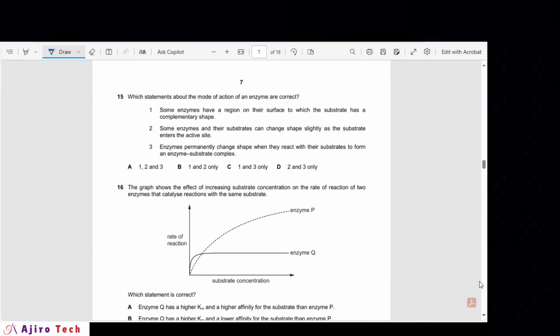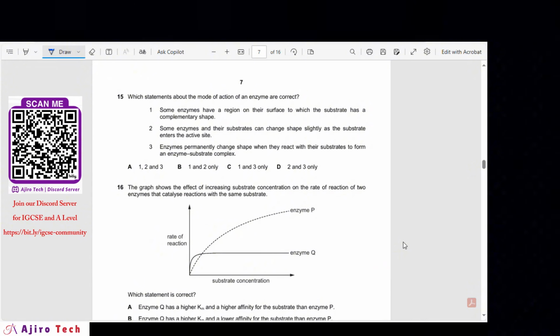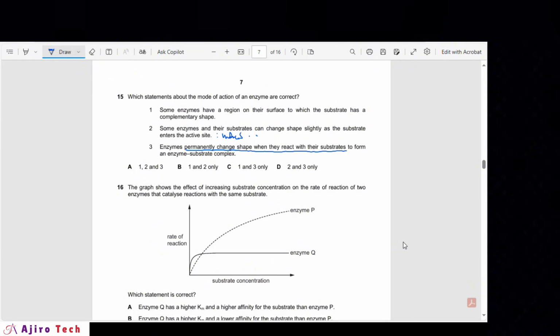Which statements about the mode of action of an enzyme are correct? Some enzymes have a region on their surface to which the substrate has a complementary shape. Okay, so that's the active site. Enzymes and their substrate can change shape slightly as the substrate enters the active site. This is the induced fit model. Enzymes do not permanently change shape when they react with their substrate. No, they do not permanently change shape.